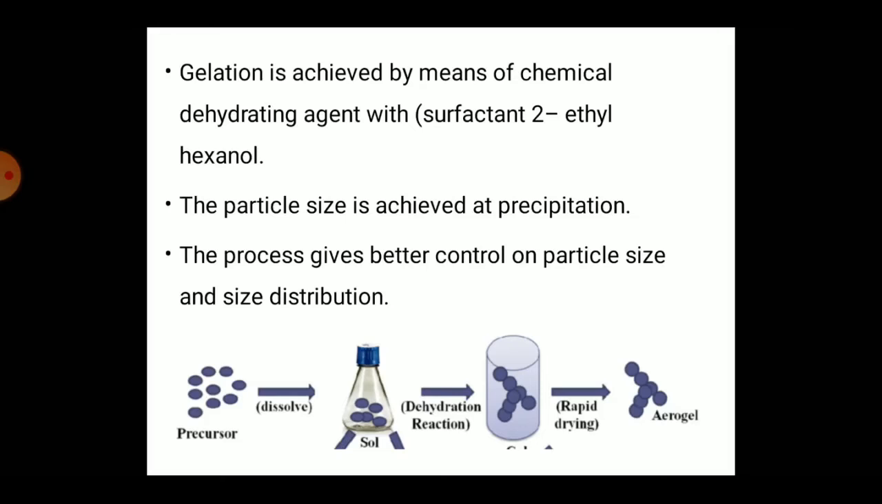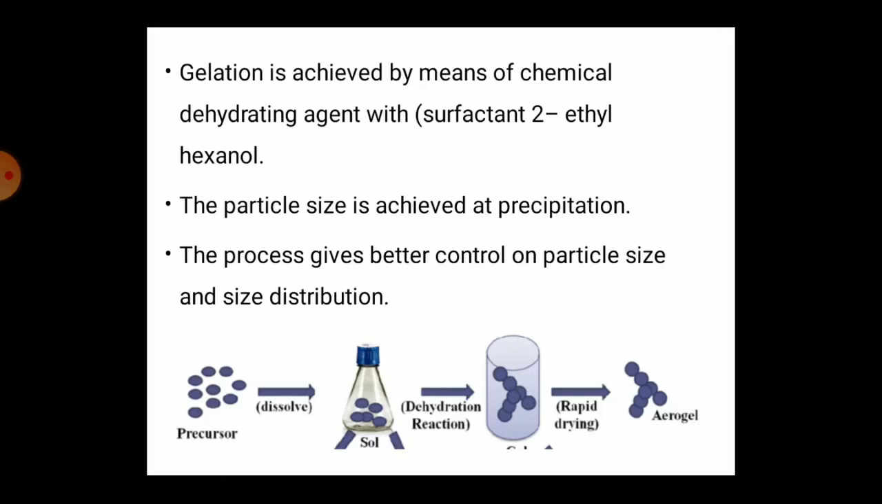So next there is the representative diagram of Sol-Gel method that is given. So here you can see the precursor, that is nothing but your starting material. So what you will do, you will prepare aqueous solution of it. That means you will dissolve it, you will get a sol. So once you get a sol, what you will do, you need to get a gel form of it. So gelation is achieved by adding what? Surfactant, that is 2-ethyl hexanol.